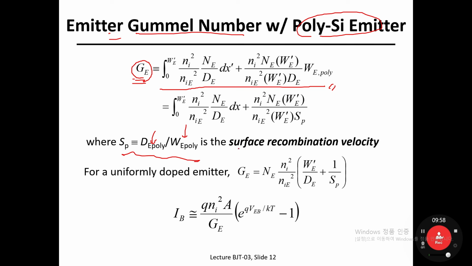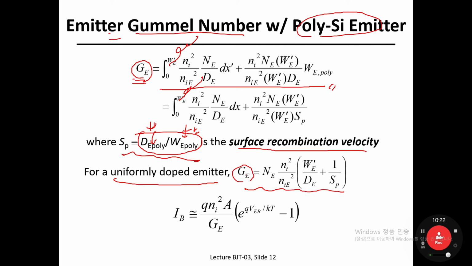And one more definition is surface recombination velocity. If you estimate the unit for this value, then you're going to see that it is centimeters per second. Okay, all right. Just for your information, what if doping concentration is very uniform? Then you can ignore this integration. Then your equation for Gummel number for emitter is very simplified. So take a look at this guy, right? Because of adopting polysilicon emitter, we have one additional term.